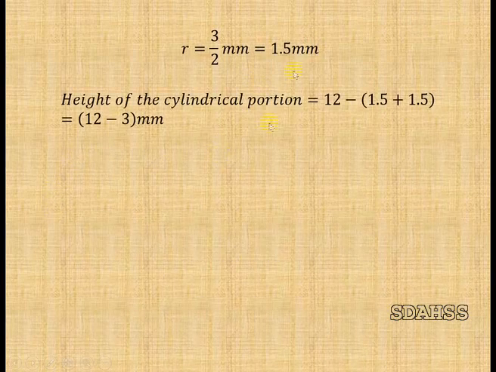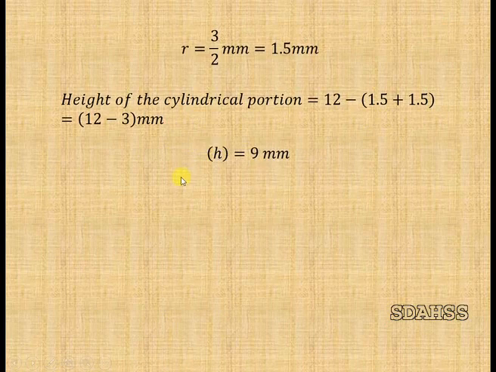Then height of the cylinder is equal to the total height minus radius of two hemisphere. Radius of two hemisphere, that is 1.5 plus 1.5, 3. 12 minus 3, 9 millimeter. Height is equal to 9 millimeter.